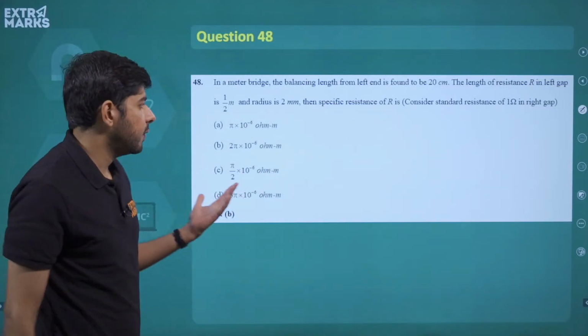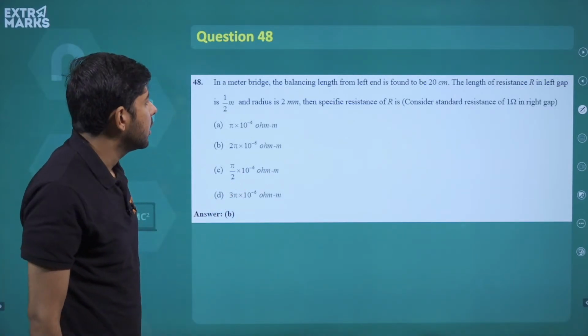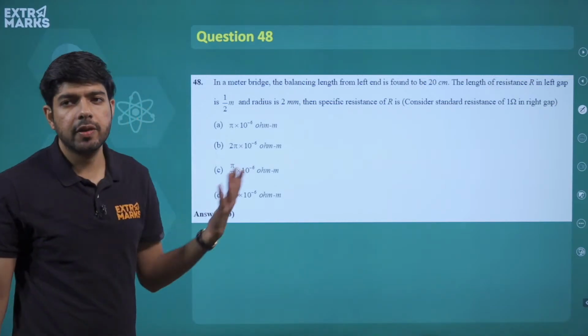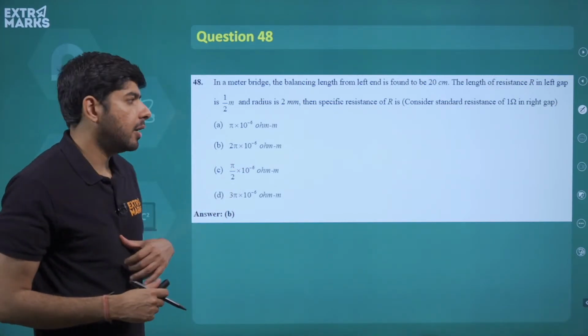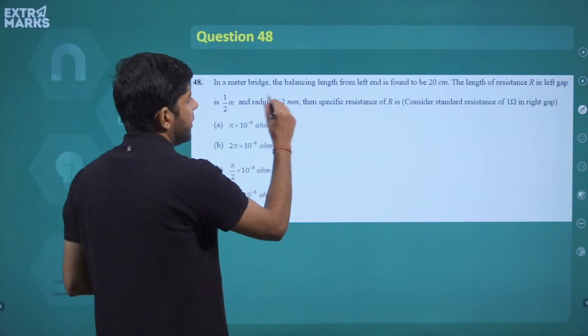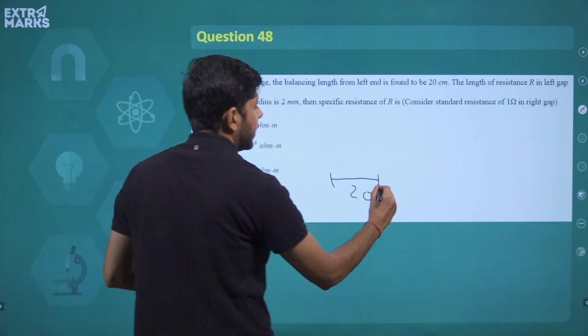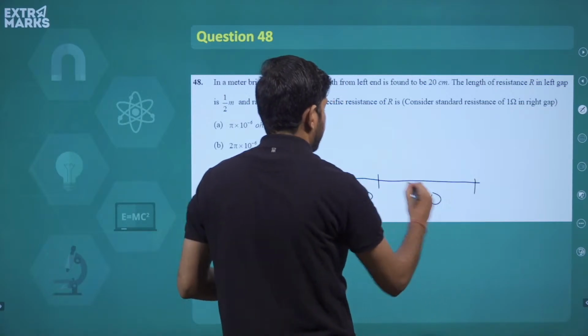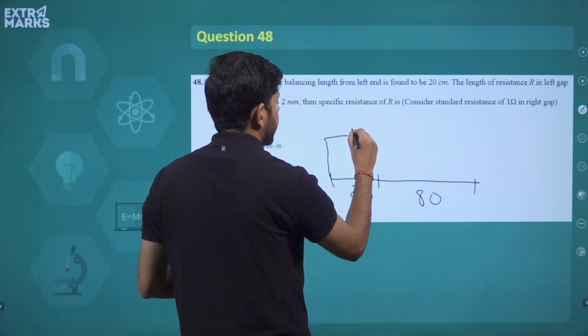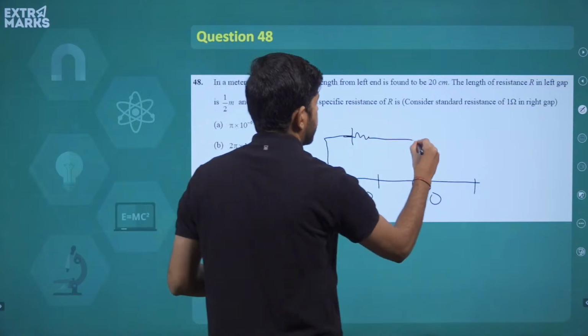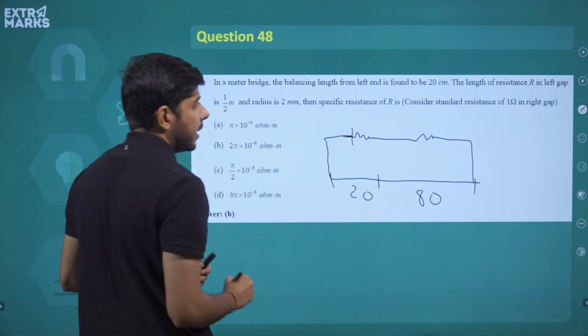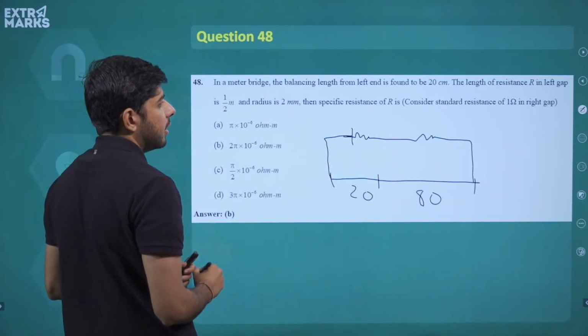Alright guys, next one, we are about to finish. Just last 3 questions. So meter bridge, one of the most simple topics in physics. So guys, what has happened? The balancing length is 20. So this length is 20. What is the remaining length? 80. It is based on Wheatstone bridge. So this is 20, and resistance in the left gap.